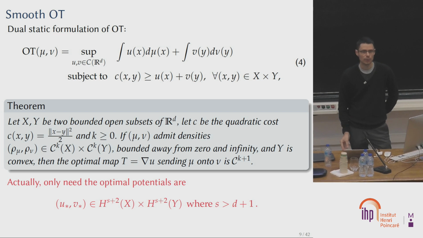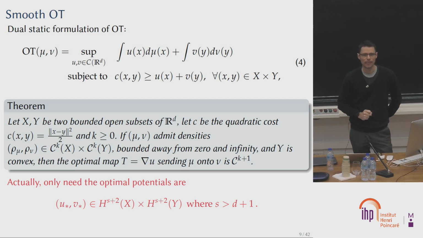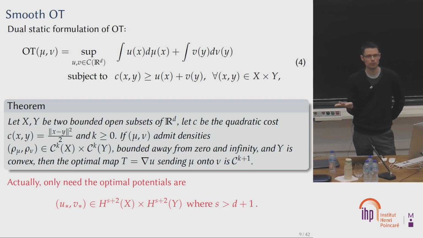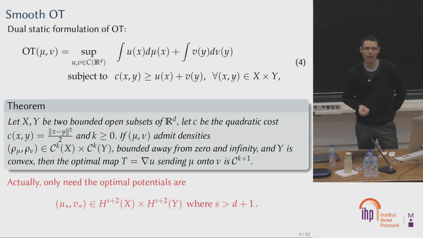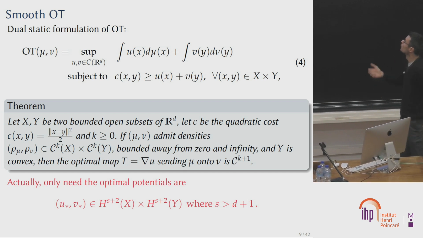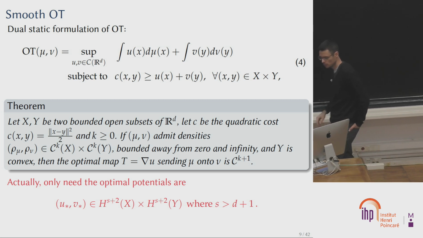Okay, so now what do I mean by smooth optimal transport? The first definition I used was the primal definition of optimal transport. Okay? So there is the dual formulation, maybe you know about that. You have to optimize over potentials U and V. This is linear optimization under inequality constraints, and this constraint can be imposed on the whole domain. The constraint is that c of x, y should be greater than U of x plus V of y.